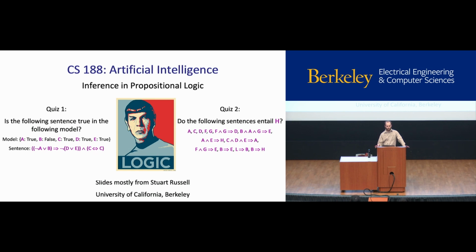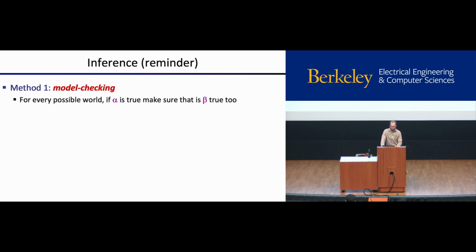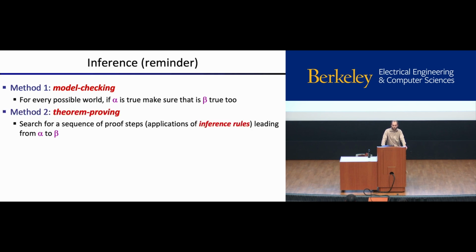Okay. Let's get to the forward chaining algorithm. We can always stop for questions again after that. So first, and this is a reminder from last time, our two methods for doing inference will be checking models. For every possible world, if alpha is true, make sure that beta is true too. That's how we check whether alpha entails beta. Second method is theorem proving. Search for a sequence of proof steps, application of inference rules. I haven't told you about either of those things yet, but we'll see an example, leading from alpha to beta.